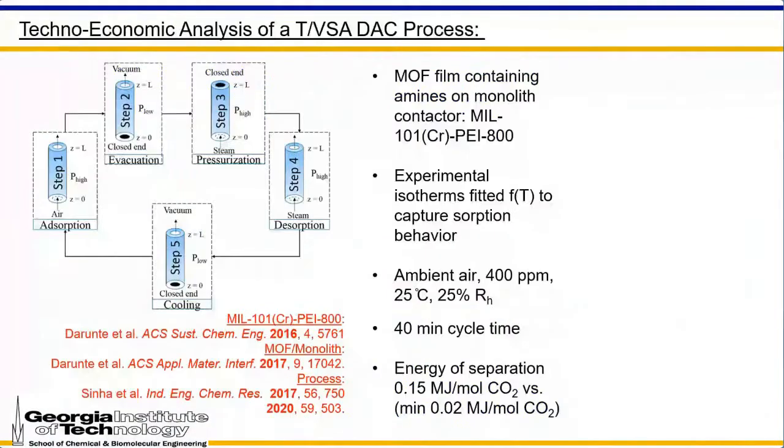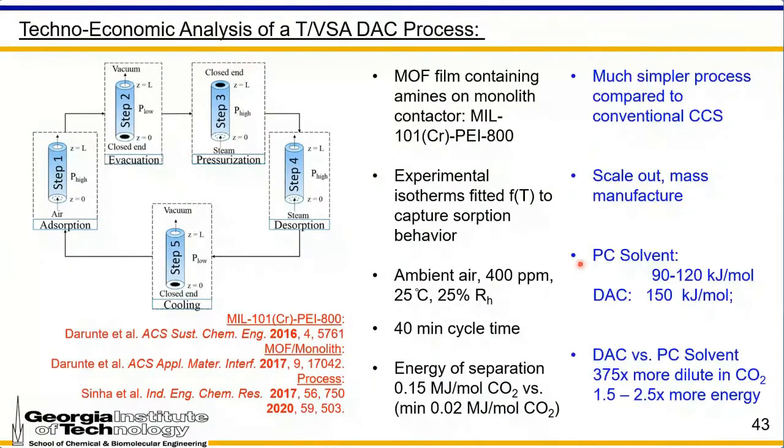So if we think about that process, we need to have a process that can produce CO2 at a relatively low cost. We've modeled such a process with my colleagues in a series of papers here using MIL-101 chromium polyethylene amine, so a MOF loaded with polyethylene amine, in a 5-step process by experimentally fitting adsorption isotherms, modeling ambient air at 400 parts per million at 25% relative humidity. We had a 40-minute cycle time, and we found an energy of separation of about 0.15 megajoules per mole CO2.